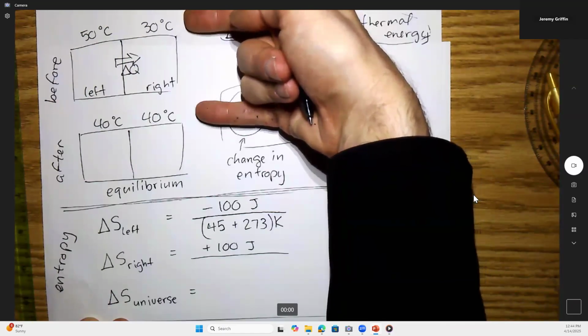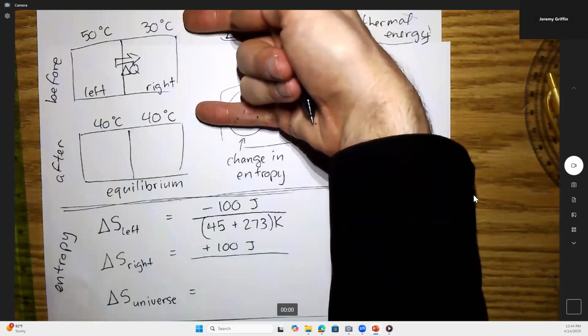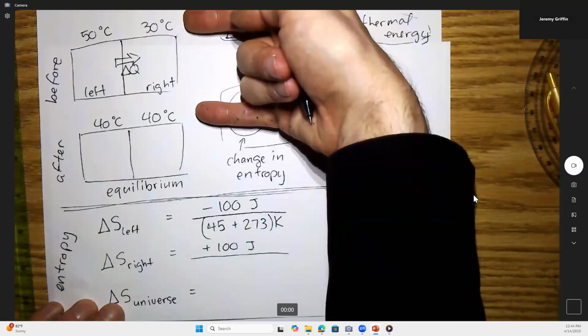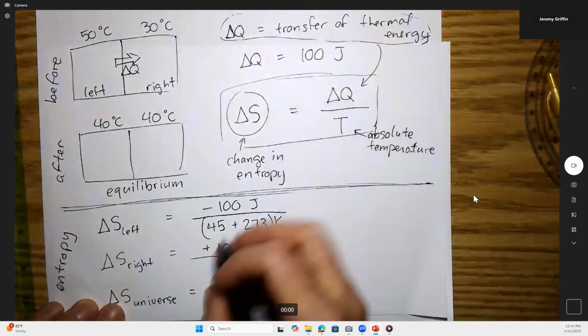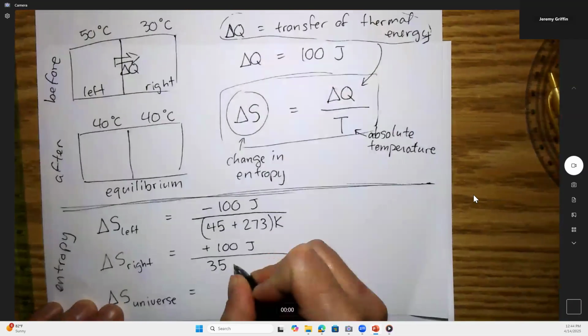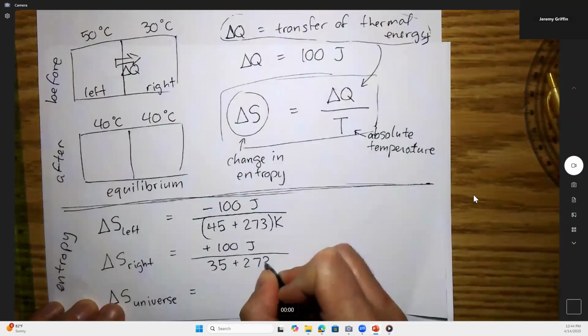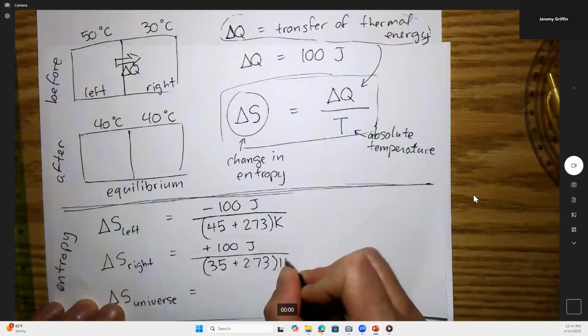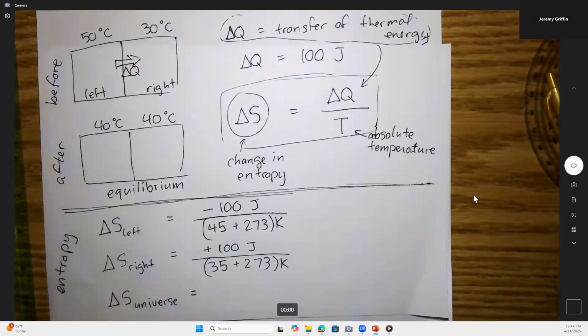It goes from 30 to 40. Can I kind of estimate at what? About 35 degrees Celsius, right? Okay, so I'm just going to do that, 35 degrees Celsius, plus 273 to turn it into an absolute temperature in Kelvin. All right, okay, you guys good so far?